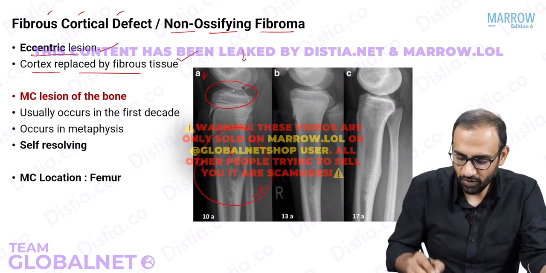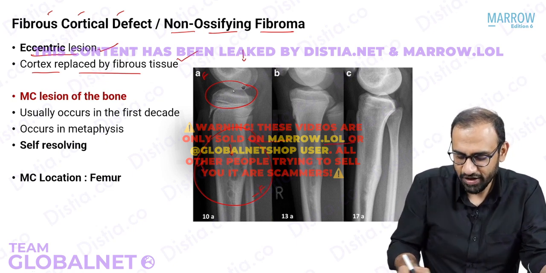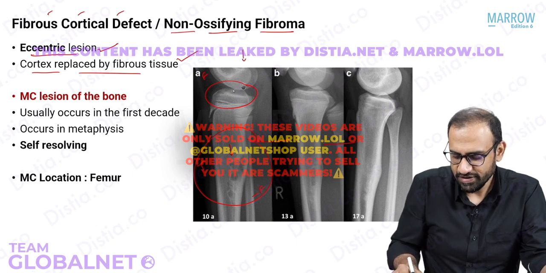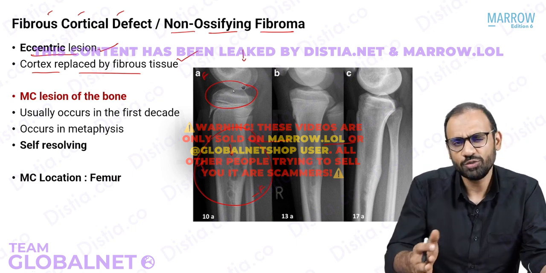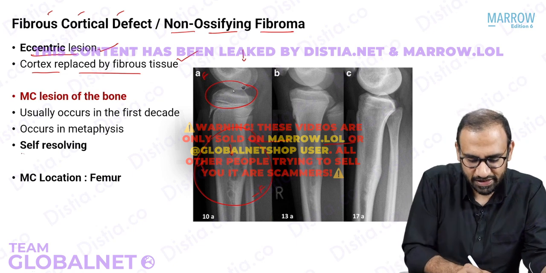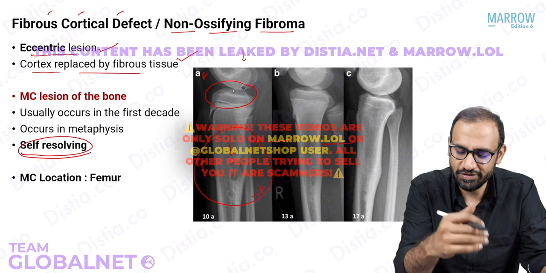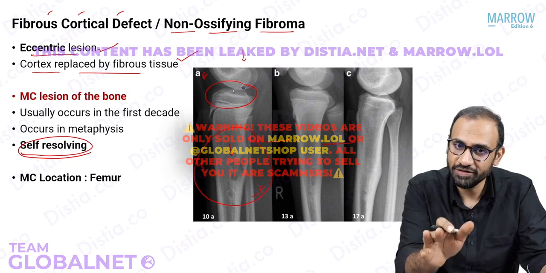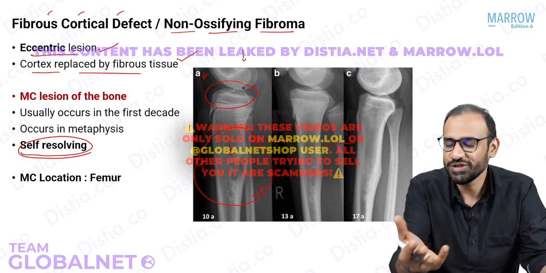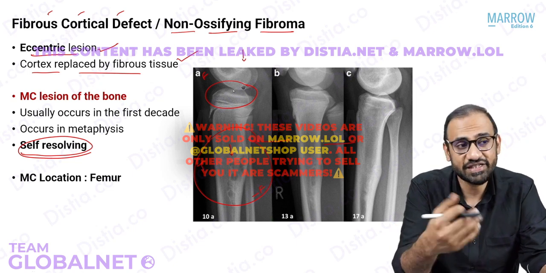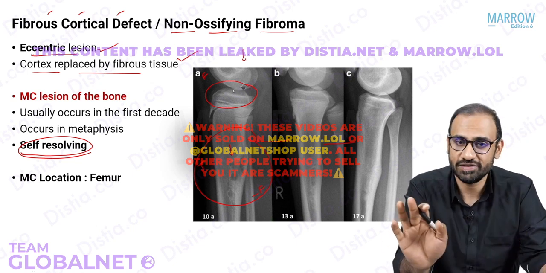Can you see this? Now, I'm showing you a series of X-rays over here, where on the first X-ray it is like this, on the second it's slightly decreased, on the third it's almost gone. It is self-resolving. It is a very common condition. Most of you have it, but it's asymptomatic, and we don't usually diagnose it. It's usually an incidental finding. It's self-resolving and there are no complaints.